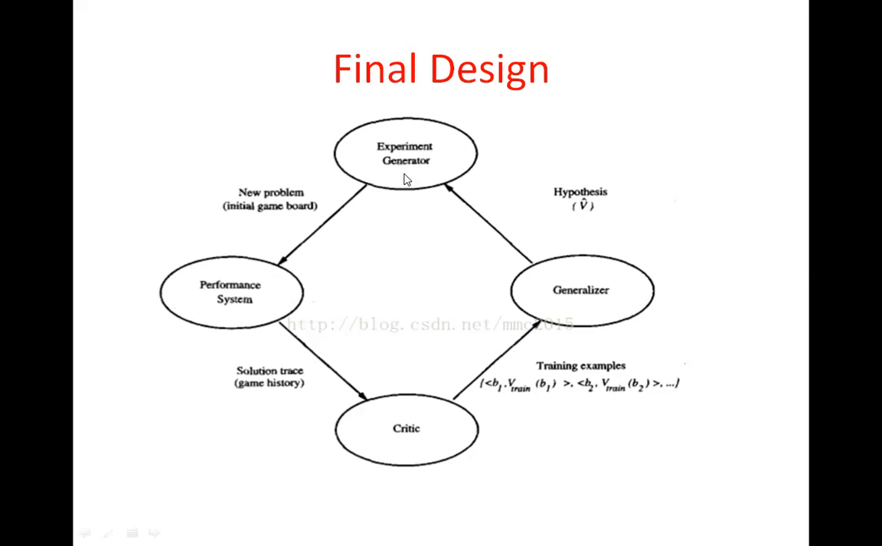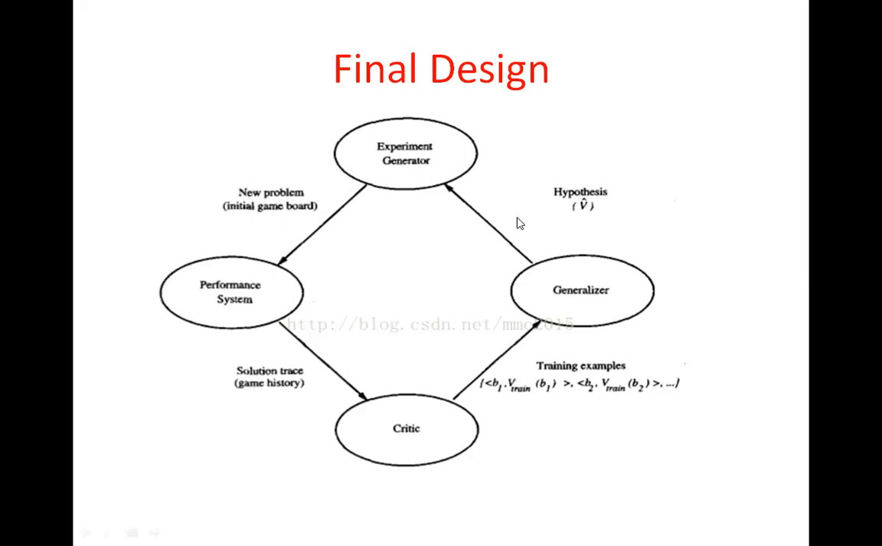Okay, experiment generator is there. It takes input hypothesis, and again, I will explain what a hypothesis is. For the experiment generator, the input is hypothesis, and the output it gives is a new problem. For a checkers game, a new problem is what? It will align the pawns in some particular order. That new board state itself is the new problem which it has to solve.